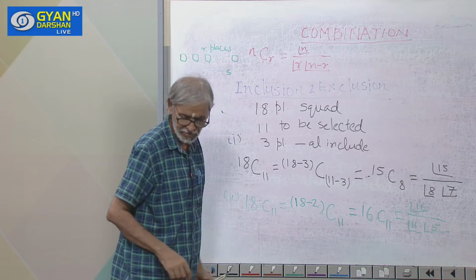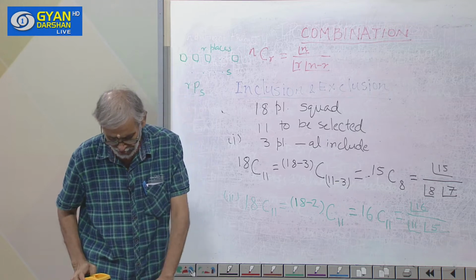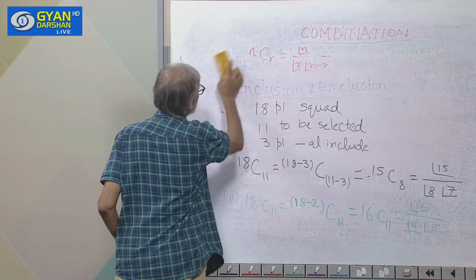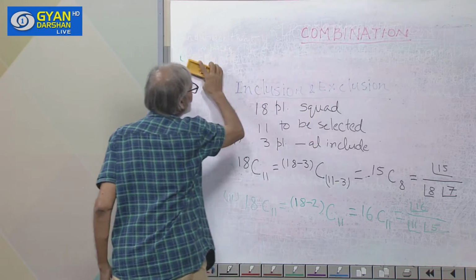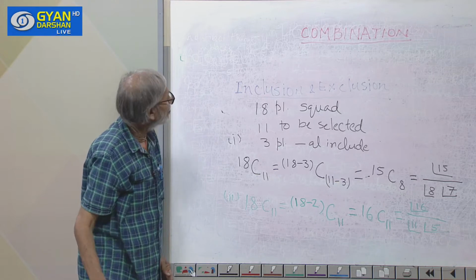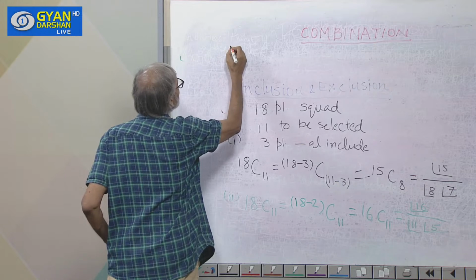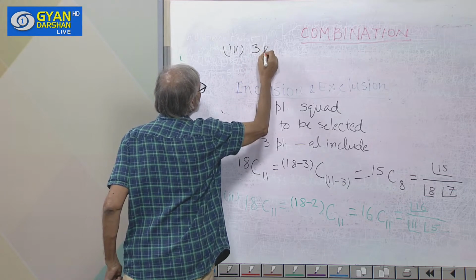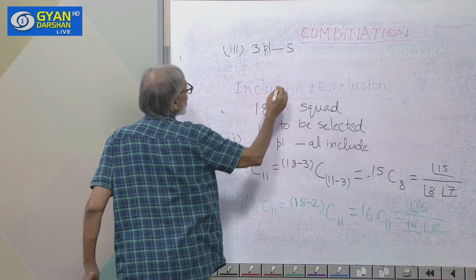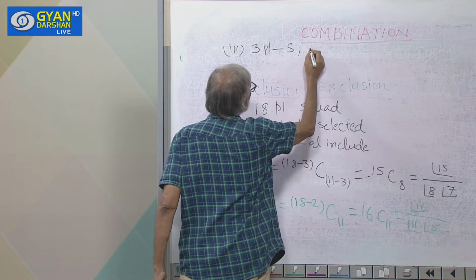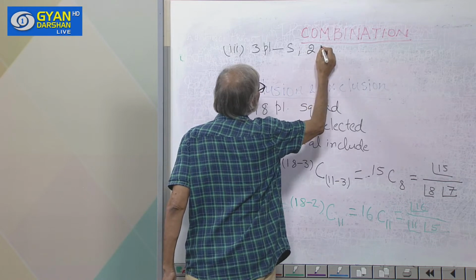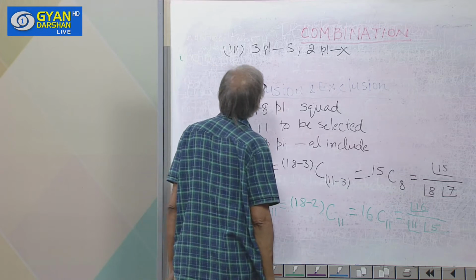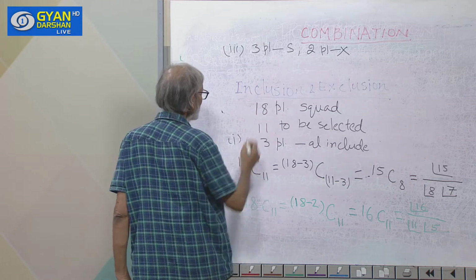Now the third, we can consider both the conditions: always select 3 players and 2 players are injured, so you have to exclude those 2 players. If both conditions are there, then what will be the number of ways?